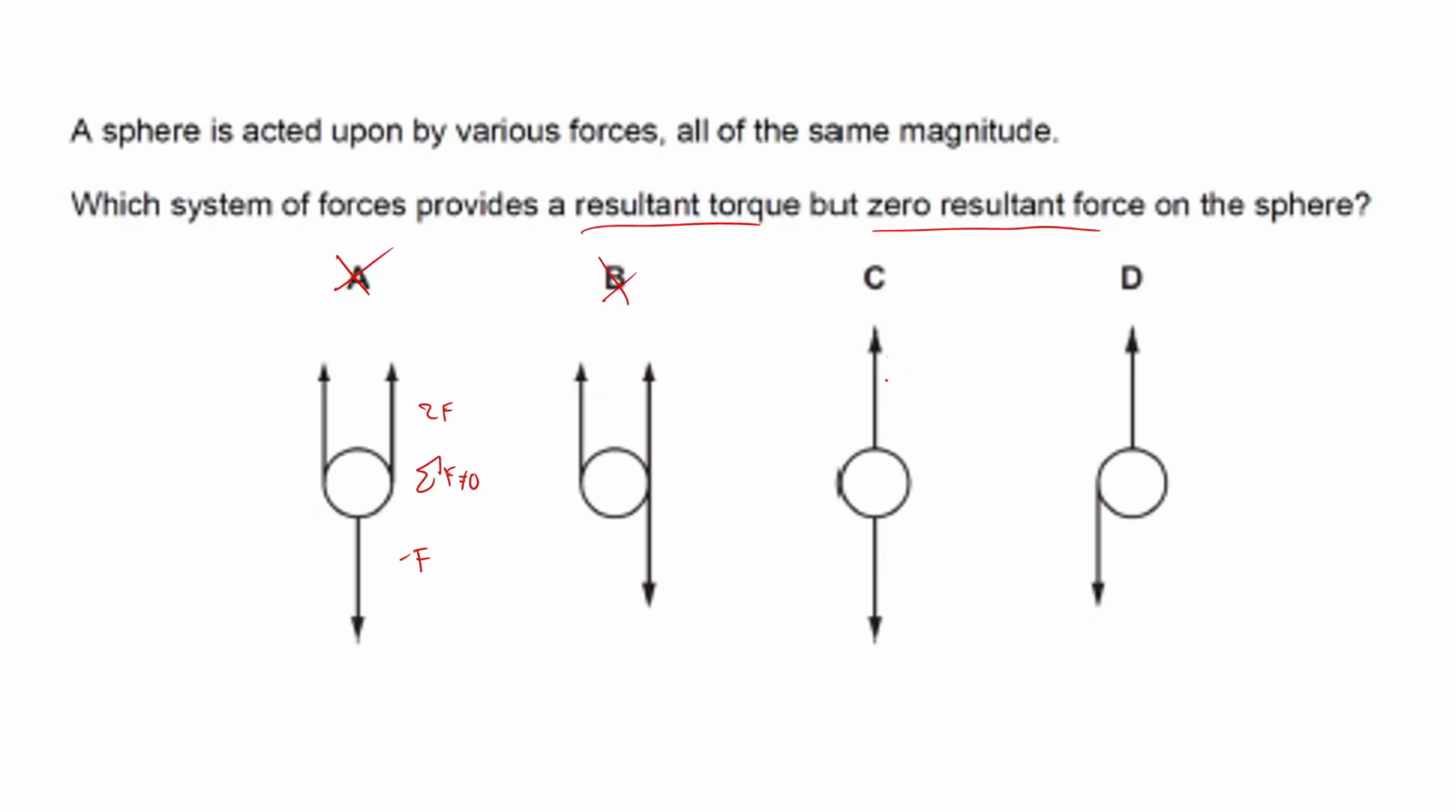So for C, we can see that there is no resultant force, but there's also no resultant torque. As you can see, it's just going to stay in motion or move at a constant speed, constant motion. So there's no resultant torque, so it's not C. So then our final answer is going to be D.